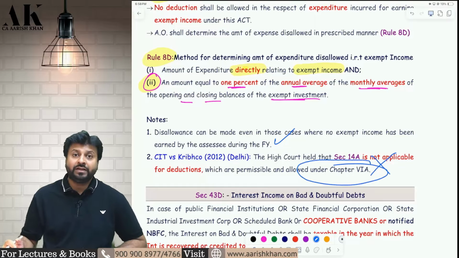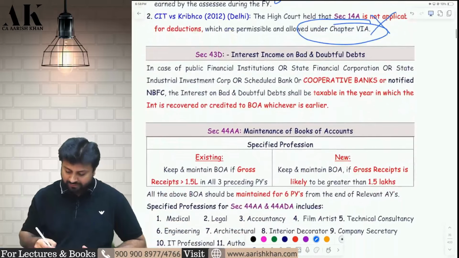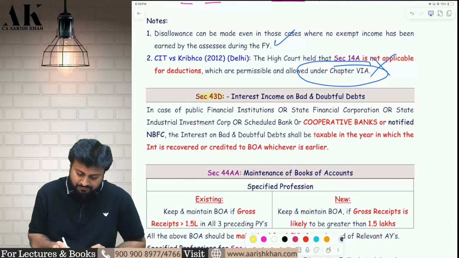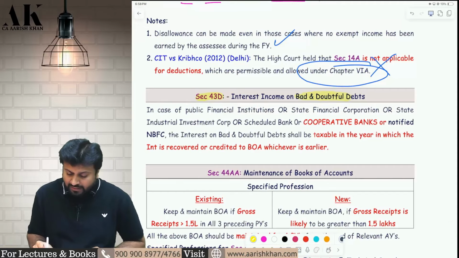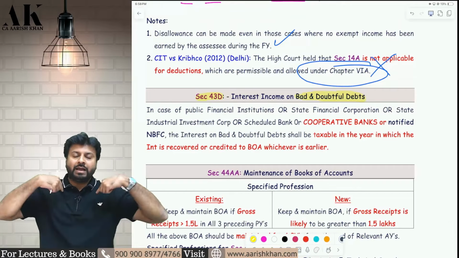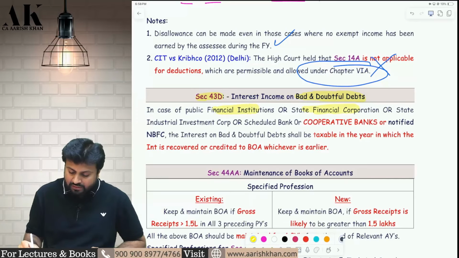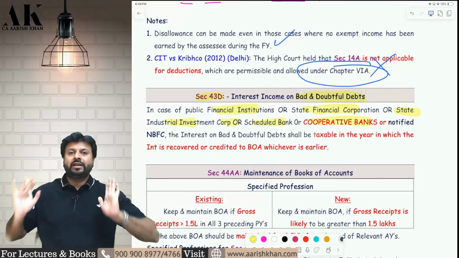Okay. So these are some very, very technical issues which come in the exam a lot of times. So pay attention to that very carefully. Next, again, a very small section, 43D. Interest income on bad and doubtful debts. Suppose I'm a bank, I have given you a loan. This section is applicable to public financial institutions, state financial corporation, state industrial investment corporation, scheduled bank, cooperative bank. In short, to money lending institutions.